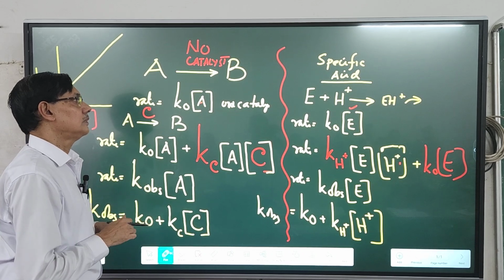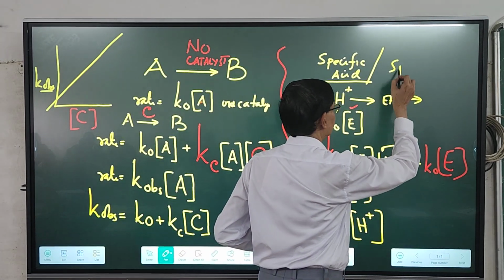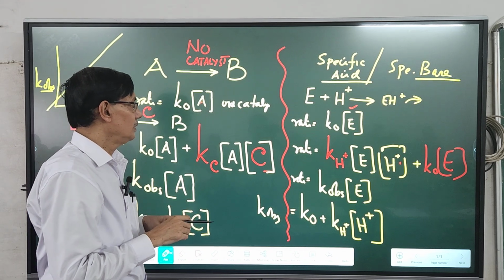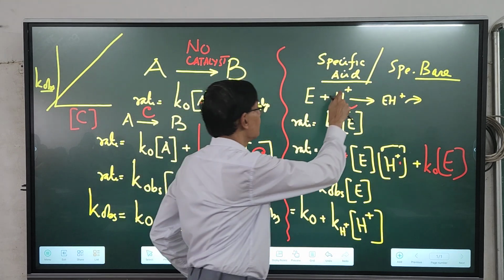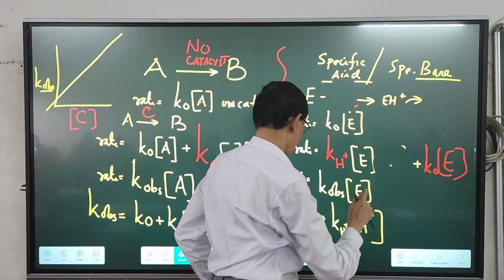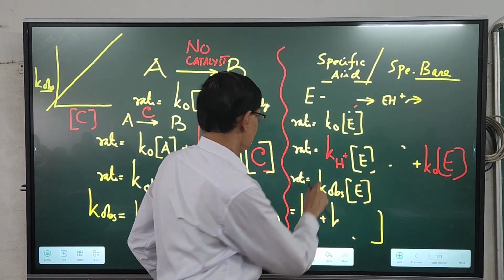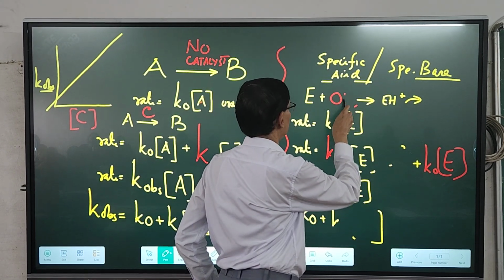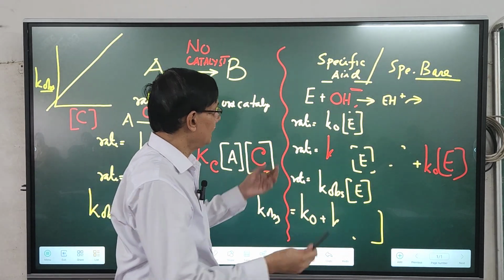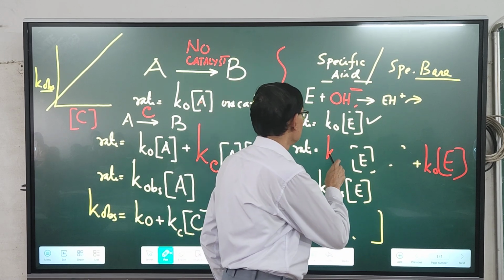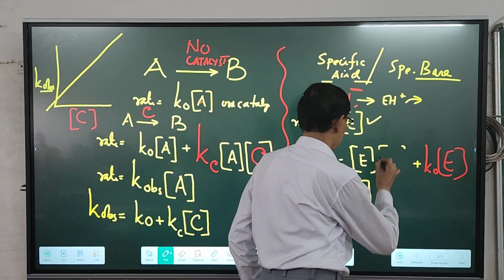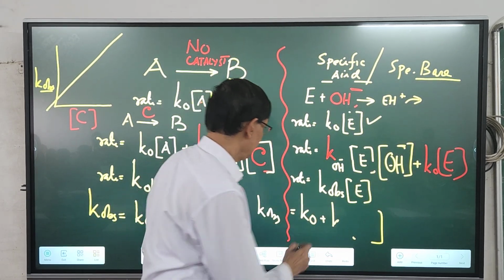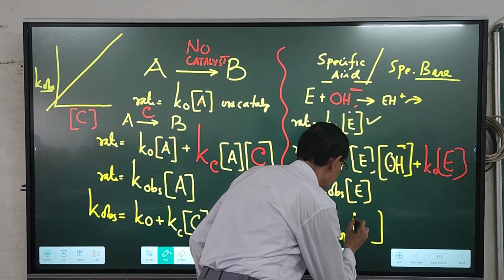Now I would like to write for specific base. That's very simple. Suppose there is no catalyst. Now catalyst: K observed, K0. Very simple, it is just a 2-minute job.